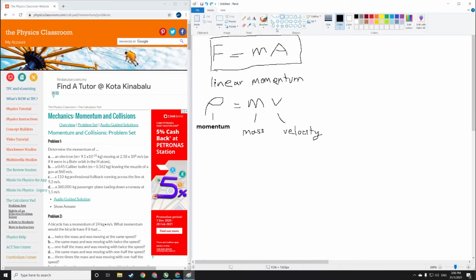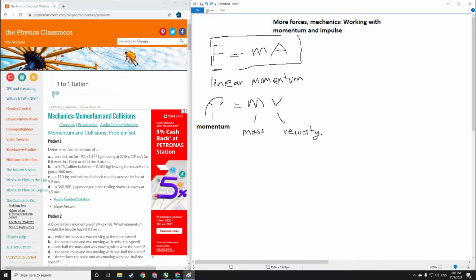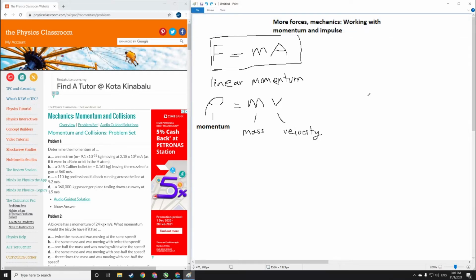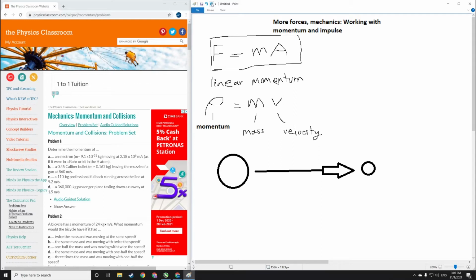Okay, and here's the thing with momentum. Unlike forces, it's slightly trickier to exactly define what it really means in the real world. The way I like to think about it is that momentum is essentially how much hitting power, or how strong an object is, or in other words, the ability of an object to accelerate another object when it collides with it, right? So let's look at a big ball, and we have an arrow indicating that it's traveling towards the right, and it collides with this little ball, okay?